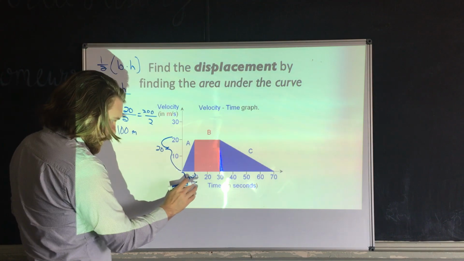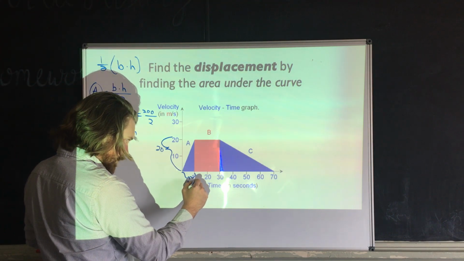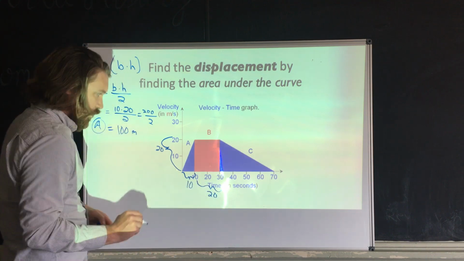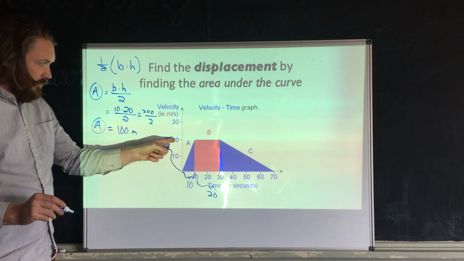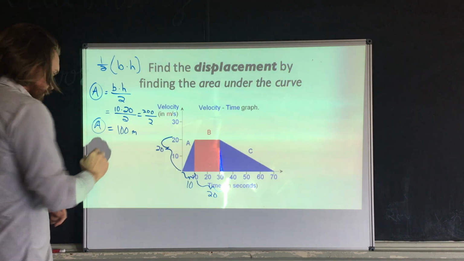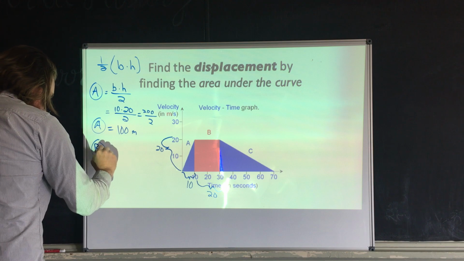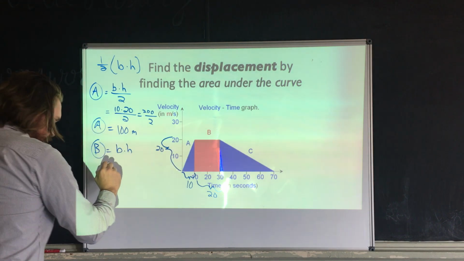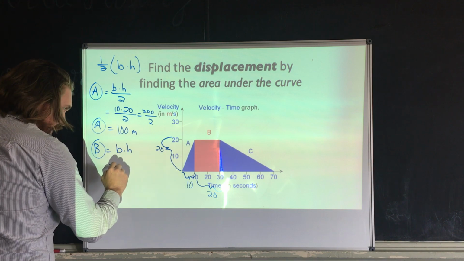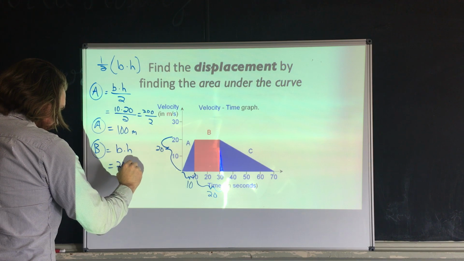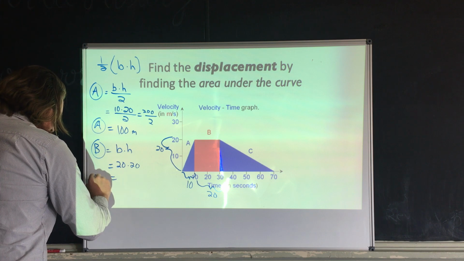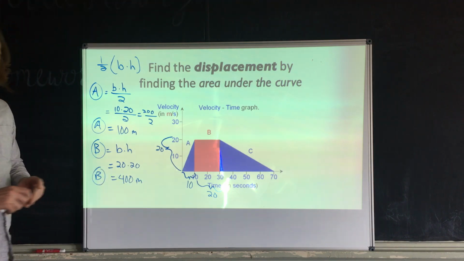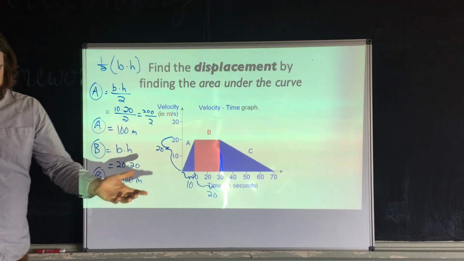All right. Next, let's do B. For B, we go from 10 to 30. 30 minus 10 is 20. And our height is still the same, it's still 20. So for B, this is just a regular old rectangle. So it's just base times height. Our base is 20 and our height is 20. And 20 times 20 gives me 400 meters. Pretty easy, right?